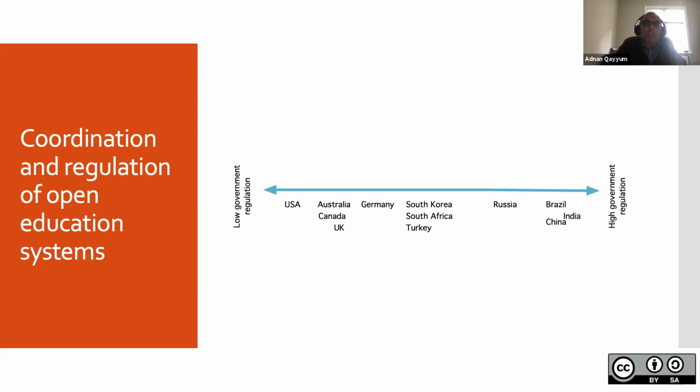So what you have is a low regulation environment in the US. Canada is actually fairly low regulation as well, so you can have really interesting initiatives and experiments by designers and faculty members, compared to very high regulation environments around what can be considered and used for open education in places like Brazil and India and China. Next slide, please.